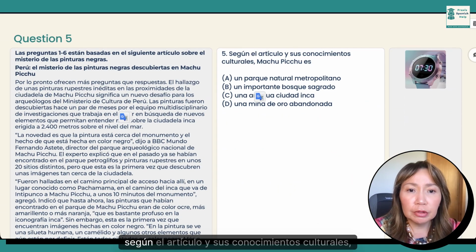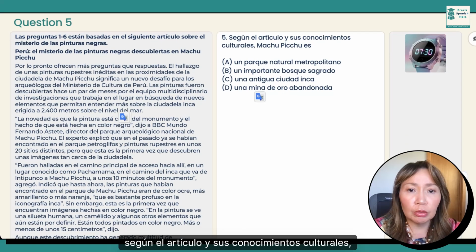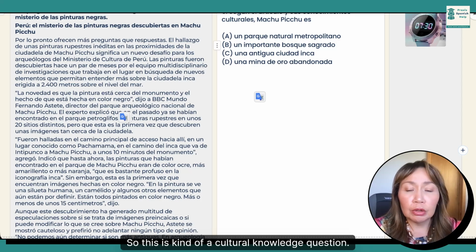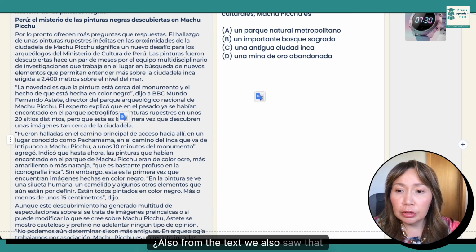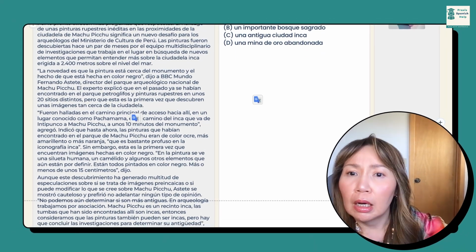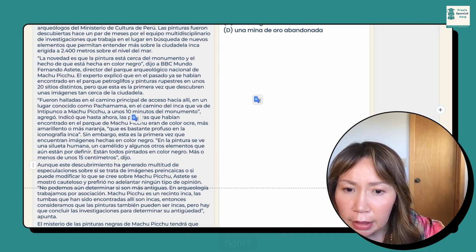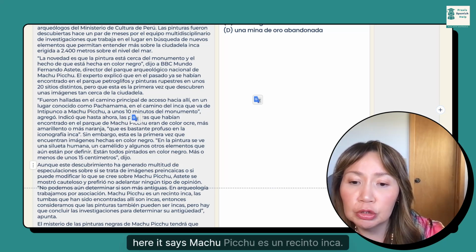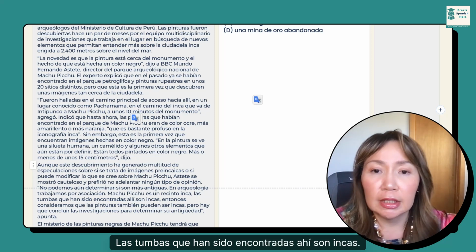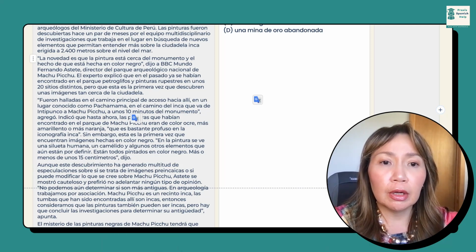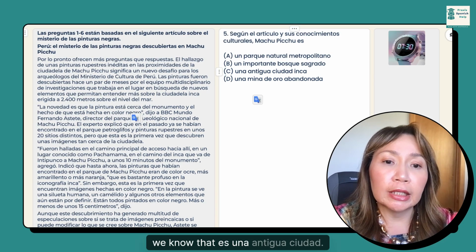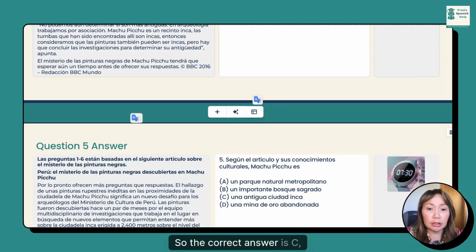In question number 5, según el artículo y sus conocimientos culturales, Machu Picchu es. So this is kind of a cultural knowledge question. Also from the text, we also saw that it was saying that Machu Picchu es una ciudadela inca, right? Here it says Machu Picchu es un recinto inca. Las tumbas que han sido encontradas ahí son incas. So that's kind of also evidence. And also from our cultural knowledge, we know that es una antigua ciudad inca. So the correct answer is C.